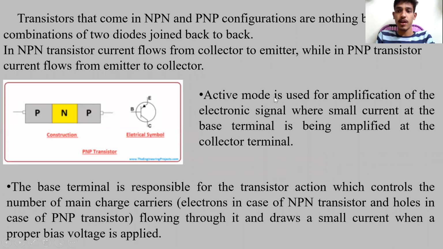Active mode is used for amplification of electronic signals where small current at the base terminal is being amplified at the collector terminal. The base terminal is responsible for the transistor action, which controls the number of main charge carriers, which are electrons in case of NPN transistor and holes in case of PNP transistor, flowing through it and draws a small current when a proper bias voltage is applied.